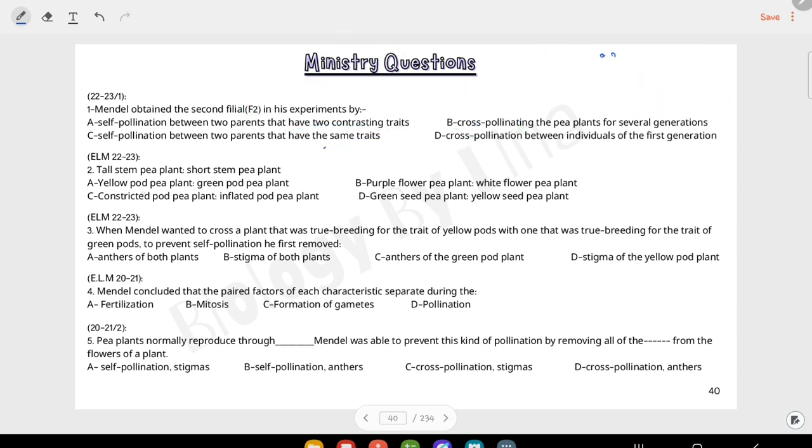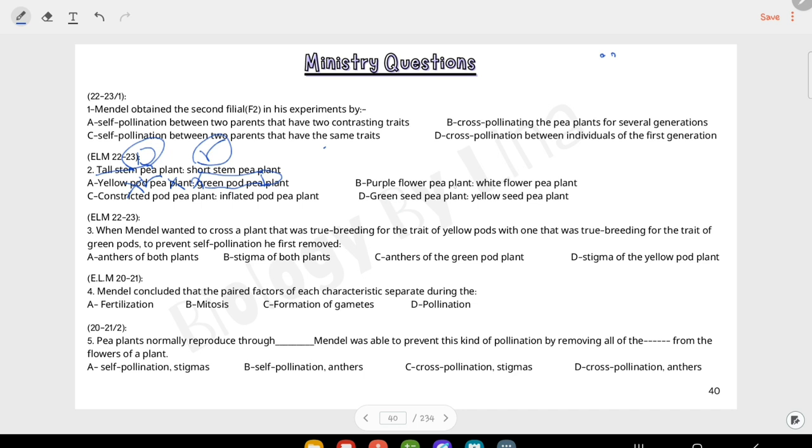Now question 2. We have tall stem pea plant, then we have short stem pea plant. You should find the relation here. Here we focus on the first one, which should be dominant, because you know that tall is dominant and short is recessive. So you should find the choice that has the dominant trait, then the recessive trait. Yellow pod in pea plant is recessive, and green pod is dominant. So it's the opposite of what the question asked, so we will omit it.